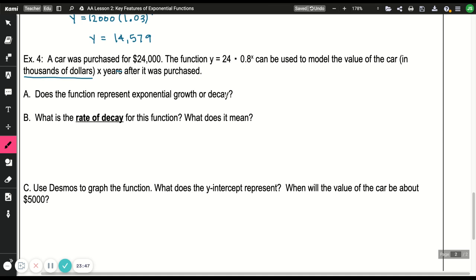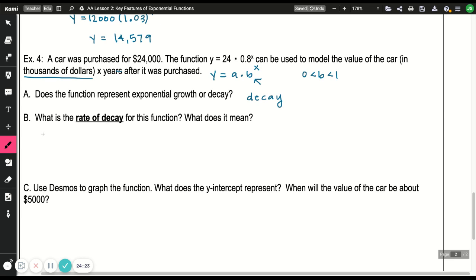Is this exponential growth or decay? So remember your equation is A times B to the x. Which of those numbers represents your growth or decay? That is your B, so 0.8. Since that number is between 0 and 1, that means that this is decay. If it's less than 1, it's decay or losing value. If it's greater than 1, it's increasing in value, or growth.